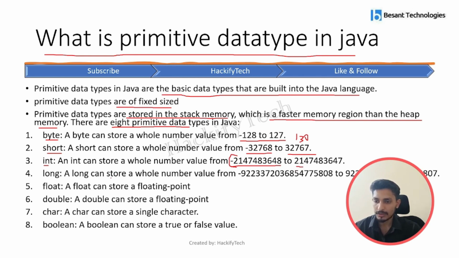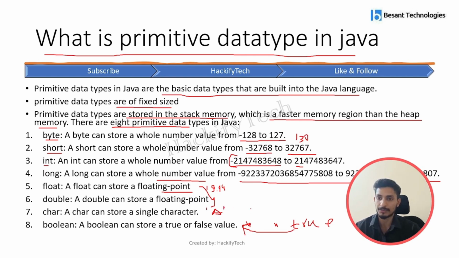So long can store a whole number of values between this range. Also, you have floating point numbers in case you want to store decimal numbers like 19.99 and so on. You can use float and double. If you have a single character like A, B, C, D, then you can store it inside a char, or if you have boolean values like true or false, you will be storing them inside a boolean data type. Okay, so single characters are stored within char. Make sure you remember that as well.